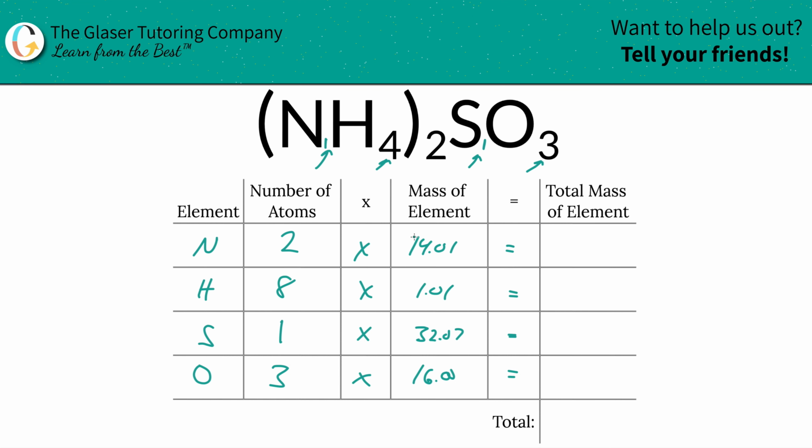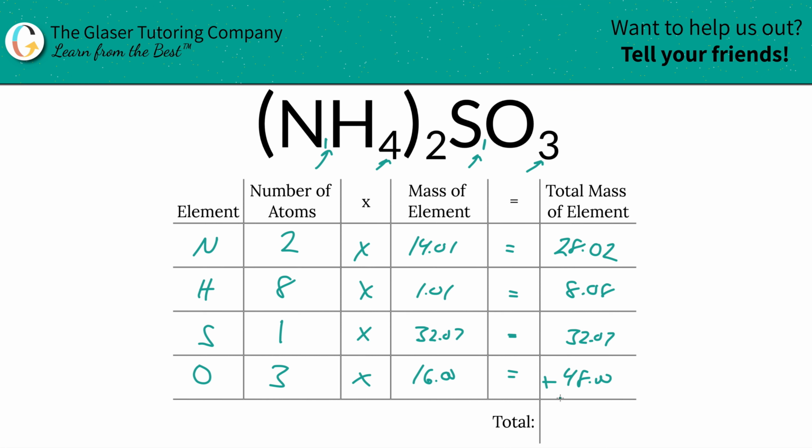Then to find the total mass of the element in the compound, you're simply going to multiply this row across. So the total mass of the nitrogen is going to be 28.02. Hydrogen is going to be 8.08. Sulfur is going to be 32.07. And oxygen, therefore, is going to be 48.